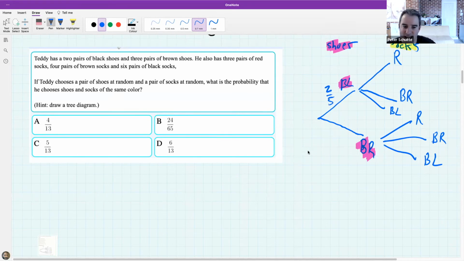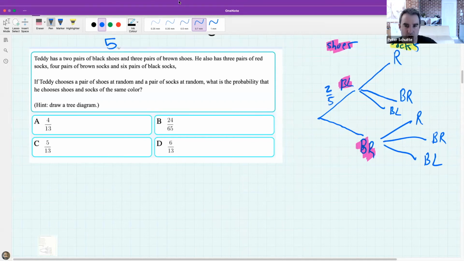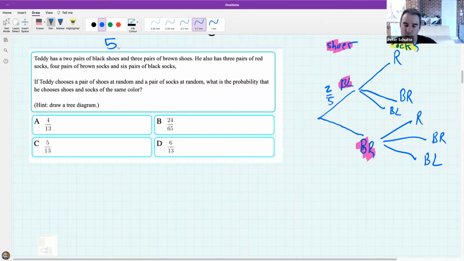See if you can fill in the other branches on this. So in terms of shoes, there are 5 pairs of shoes. 2 of them are black. And so we put 2 out of 5 on this branch. And then the question is, what do we put on this branch over here? And then also, can you think about what goes on each of these branches? And then when you're done, just put done in the chat. And then we'll try and answer the question.